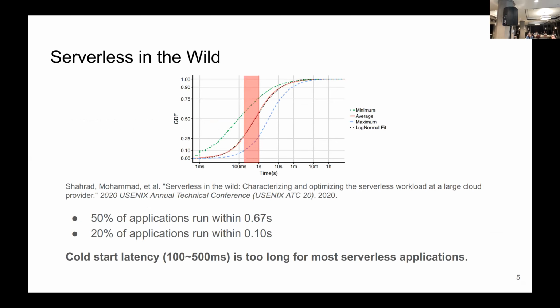When we look at serverless applications in the wild, we can observe some traits, and one of them is ephemeral execution time. According to previous work, 50% of the applications run within 670 milliseconds, and 20% of the applications run within 100 milliseconds. And when we think of the cold start latency, which usually falls between 100 to 500 milliseconds, this is too long for most serverless applications.